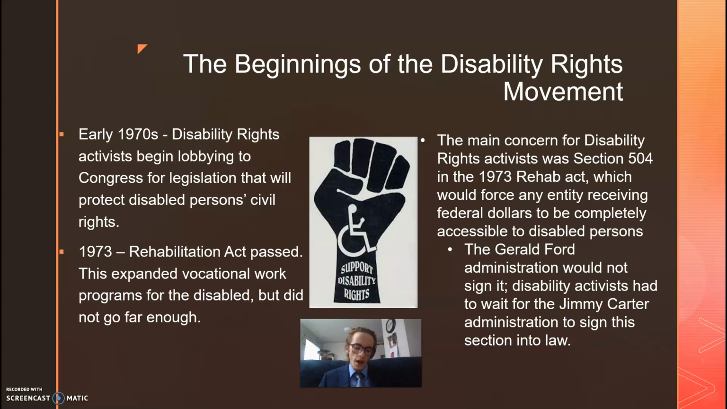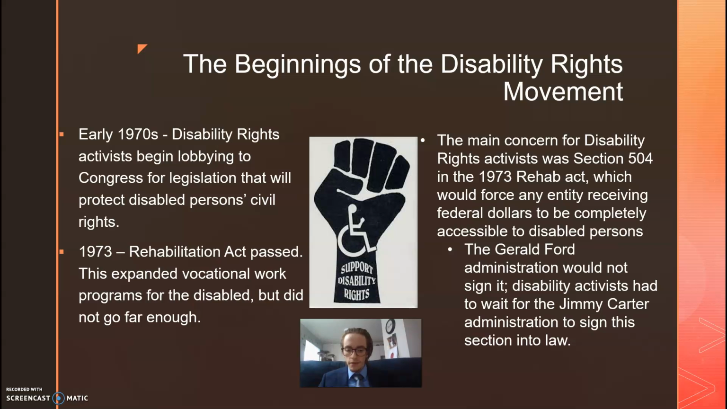So the lecture starts off with talking about how disabled individuals in the early 1970s, looking back on the 1960s, saw how a marginalized community, of course, the black community of America, was able to solidify their civil rights in legislation, and they did so by utilizing the protest. And so in the early 1970s, disabled persons start collaborating with each other, organizing, and lobbying to Congress for legislation. In 1973, we get the Rehabilitation Act.